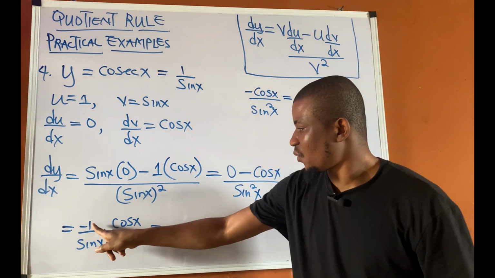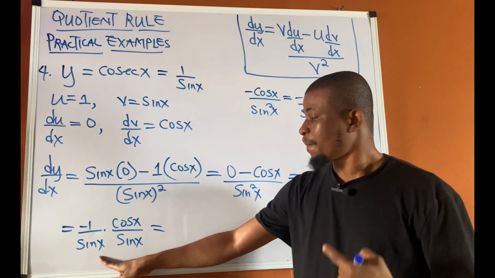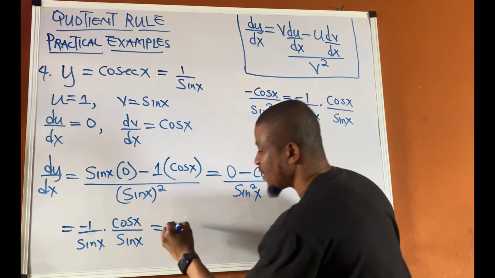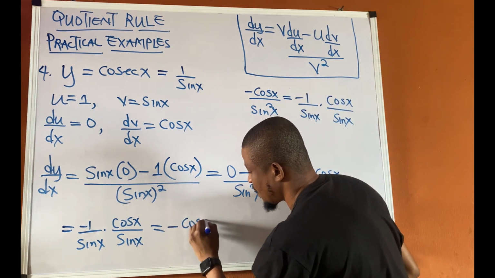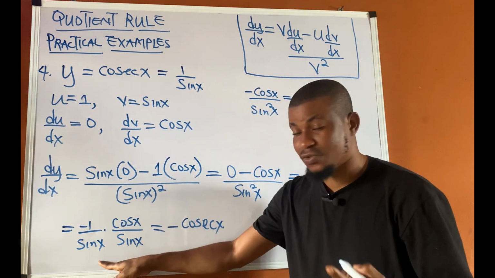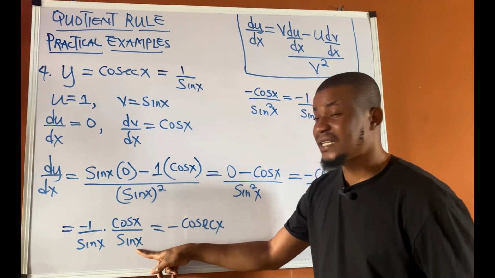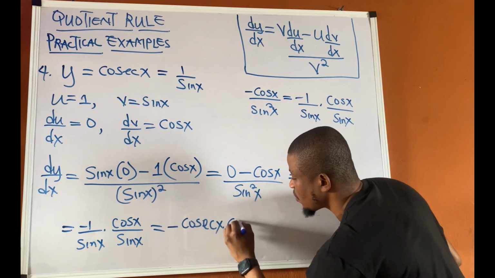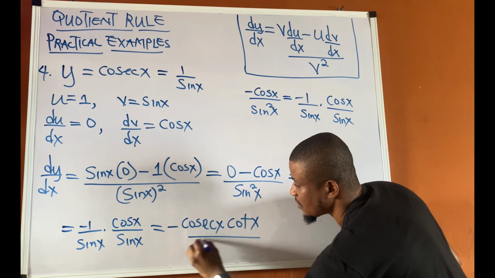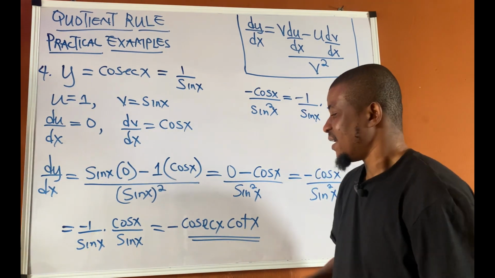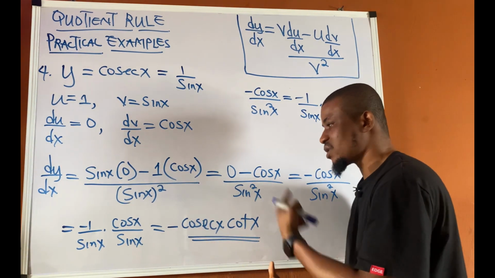From here, we can now see that 1 over sine x is cosec x, right? So we have a negative cosec x. Then cos x over sine x is cot x. And this will give us our dy/dx: negative cosec x cot x.